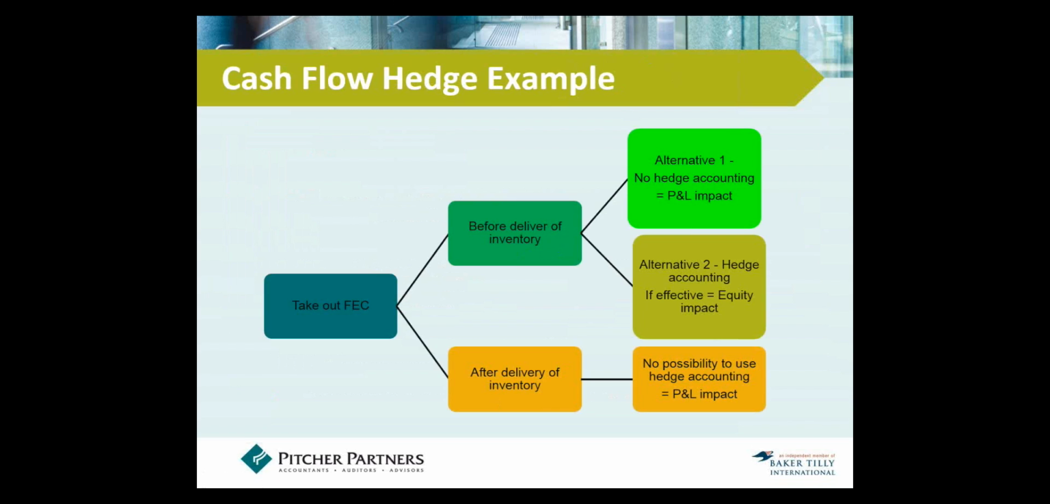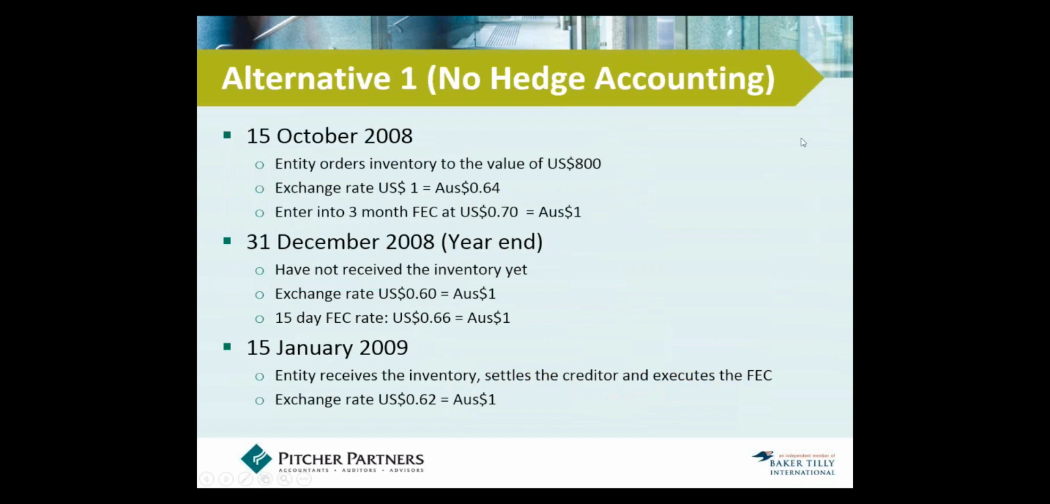just for my example. And then the third alternative I'll show you is if you take out the foreign exchange contract after delivery of the inventory, which in that situation you're not allowed to use your hedge accounting because you didn't have your documentation and designated all your hedge documents before the delivery of the inventory, and I'll show you the profit and loss impact in that situation. So three alternatives. I want to contrast alternative 1 and 2, and it's around cash flow hedges.